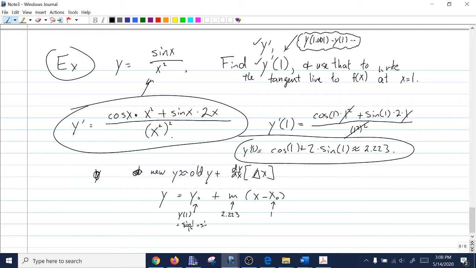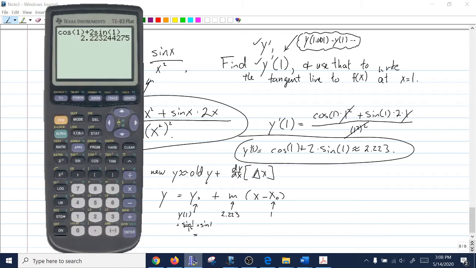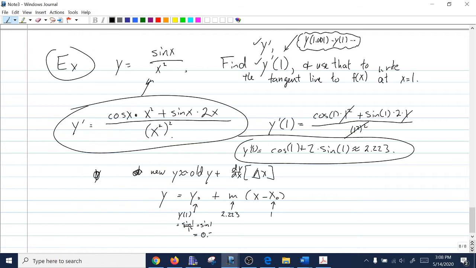squared, that's sine 1. That's another thing I can get digits on. Calculator, what's sine of 1? I gotta use my mouse for this. What's sine of 1? It's 0.8414. So my line is y equals 0.841 plus 2.223 times x minus 1.